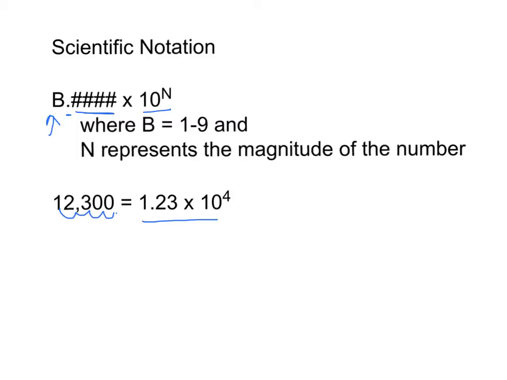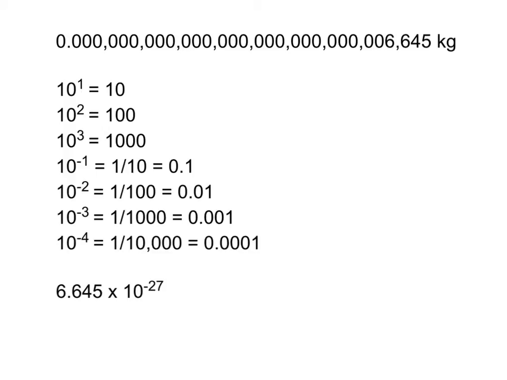Now, the positive exponent represents a relatively large number, 10 multiplied by itself 4 times or however many times. But what do you do if we have a really small number, like the weight of that alpha particle? To represent a really small number in scientific notation, I'm going to need a negative exponent, which indicates a negative power of 10, or a fraction with 1 in the numerator and a power of 10 in the denominator. So remember, 10 to the 1 is 10, 10 to the 2 is 100, 10 to the 3 is 1,000. Well, if I take 10 to the negative 1, that's 1 over 10, or 10 to the negative 2 will be 1 over 100, and 10 to the negative 3 will be 1 over 1,000, and so on.